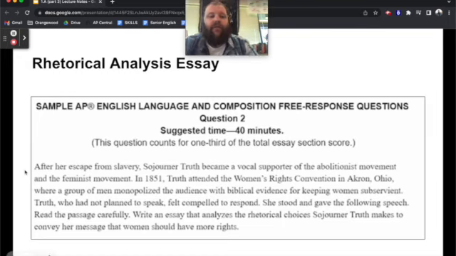After her escape from slavery, Sojourner Truth became a vocal supporter of the abolitionist movement and the feminist movement. In 1851, Truth attended the Women's Rights Convention in Akron, Ohio, where a group of men monopolized the audience with biblical evidence for keeping women subservient. Truth, who had not planned to speak, felt compelled to respond. She stood and gave the following speech.